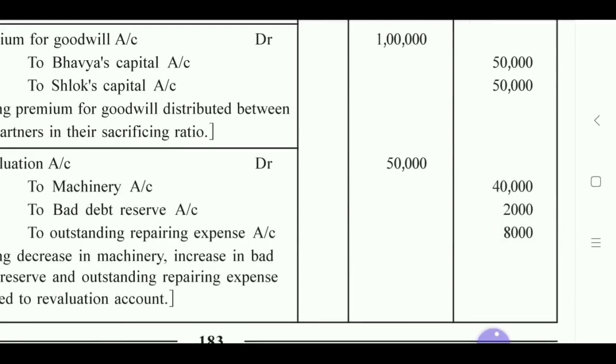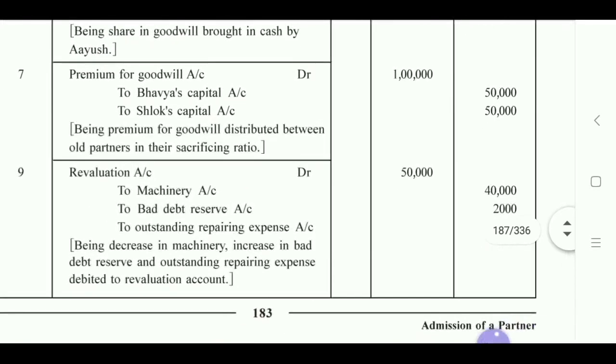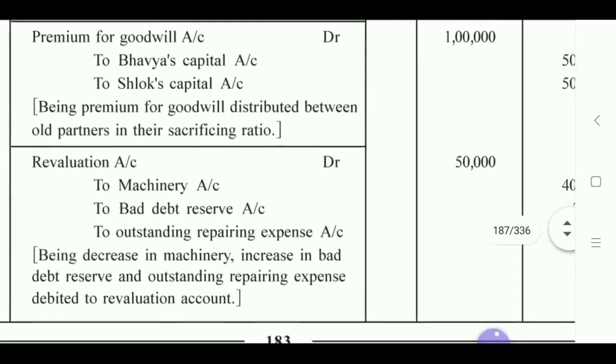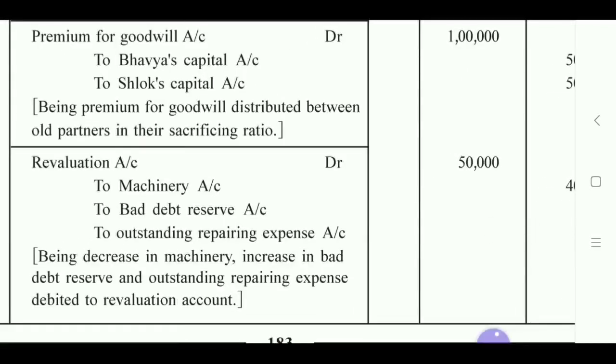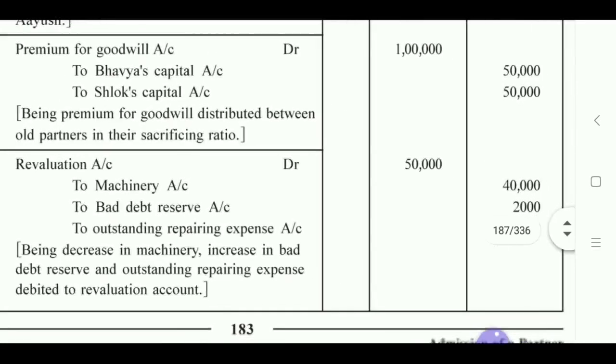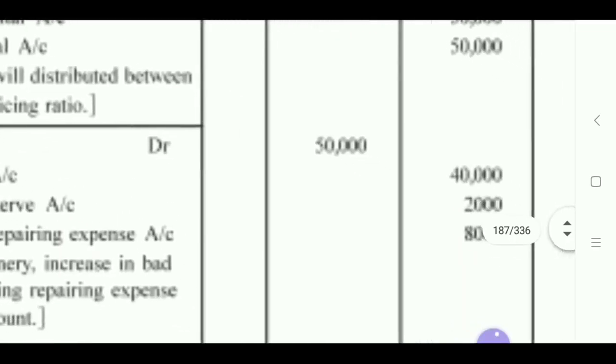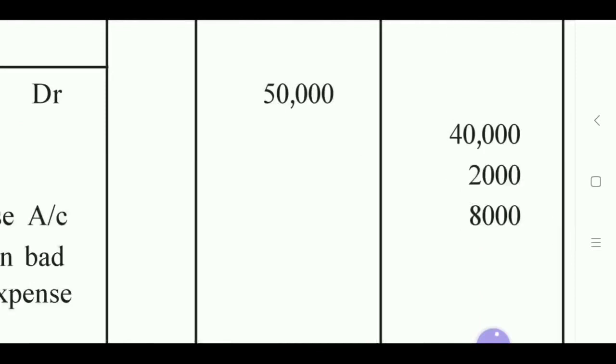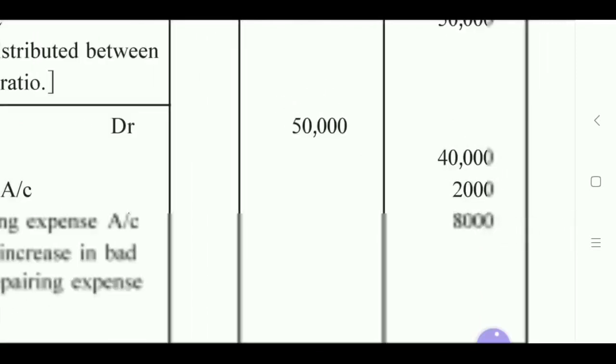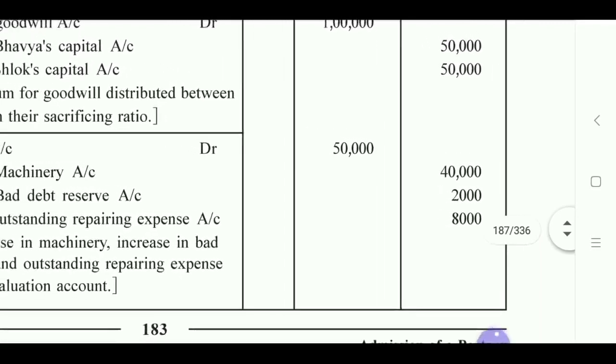In whatever adjustments revaluation account has been debited, the journal entry has been given combined here. So if you want to write separately, it's completely fine. If you want to write it combined, it's fine again. So revaluation account debit 50,000 to machine account 40,000. The 50,000 here is made of 2,000 and 8,000. Their adjustment is given ahead. We'll go through that. Please don't get confused.